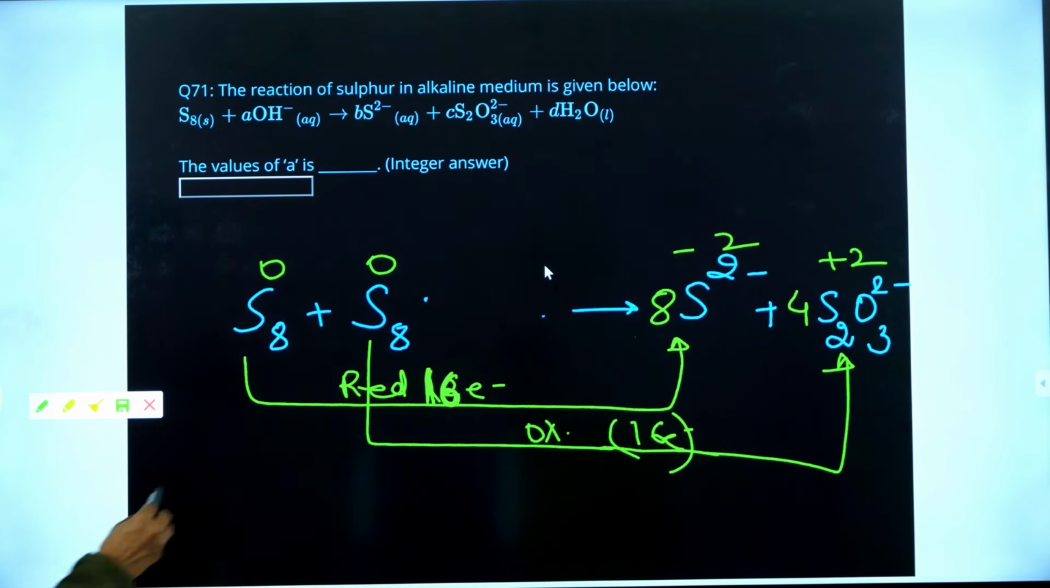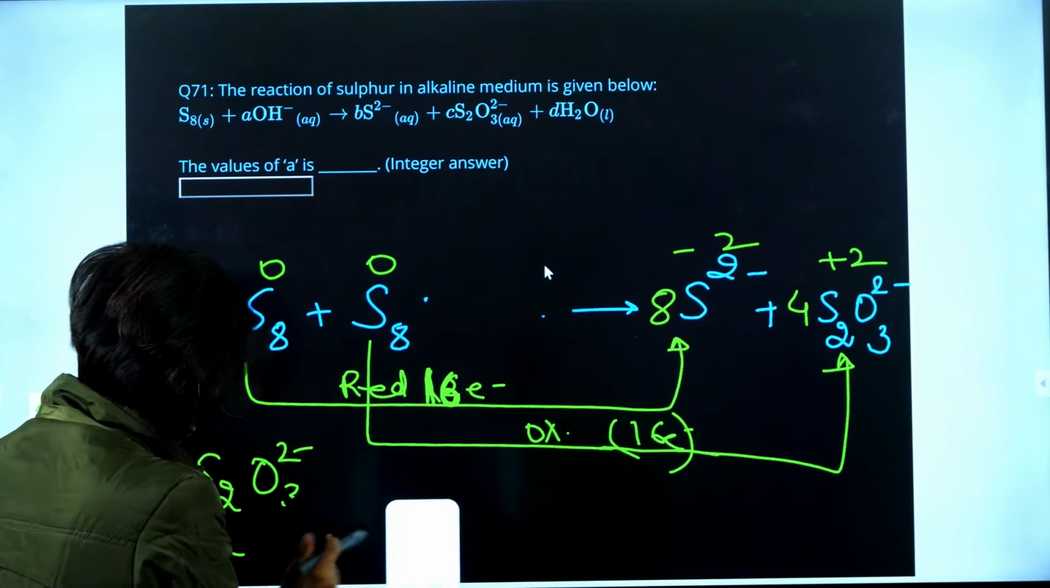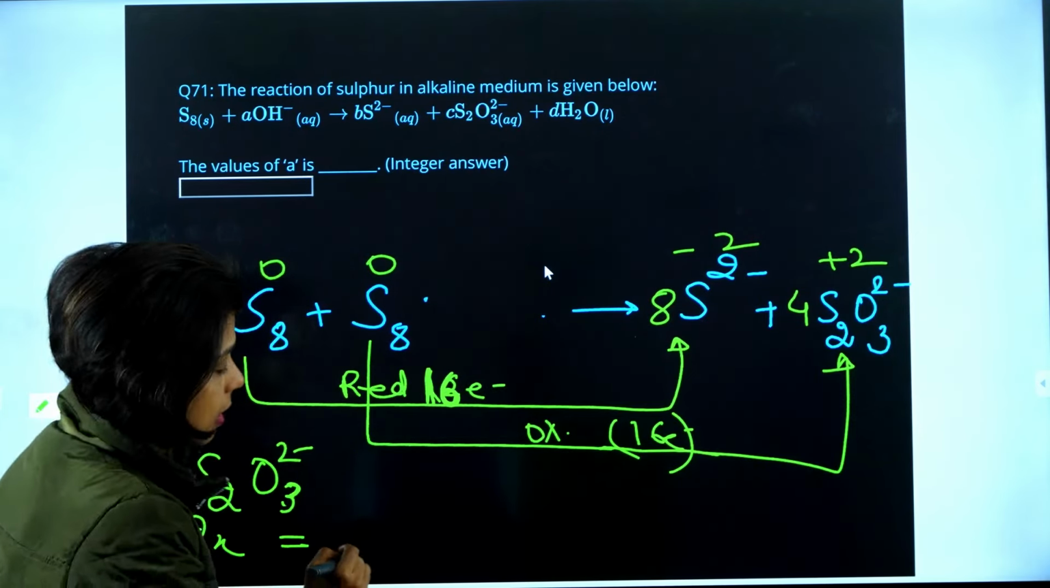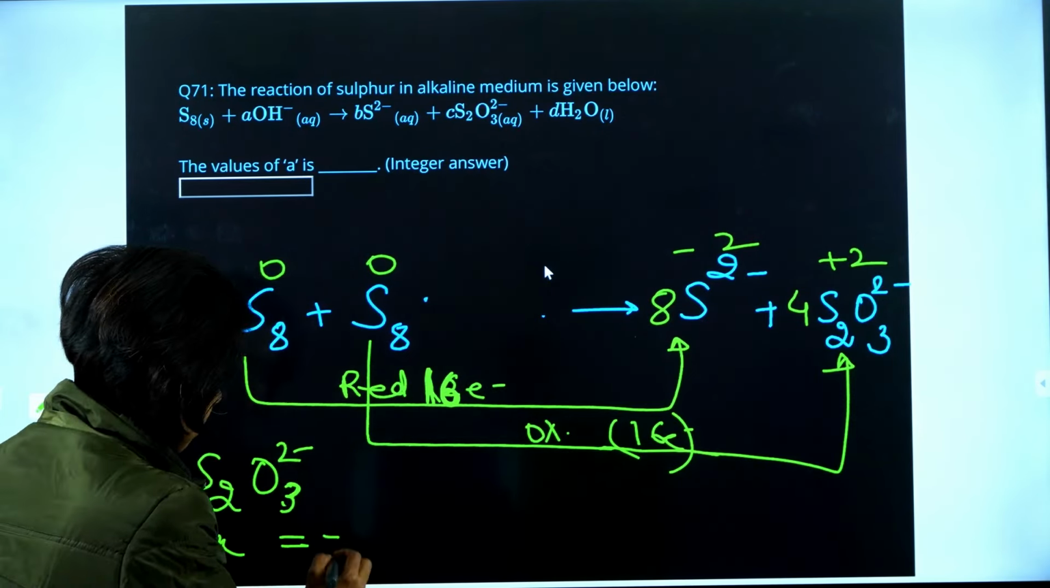The oxidation state here is 2x, 3 into -2 plus, this is -6. Here it will become +6. We have 2 sulfur atoms, so 1 sulfur atom is +2, perfect. 2 oxidation state, right? Thiosulfate, yes, right?